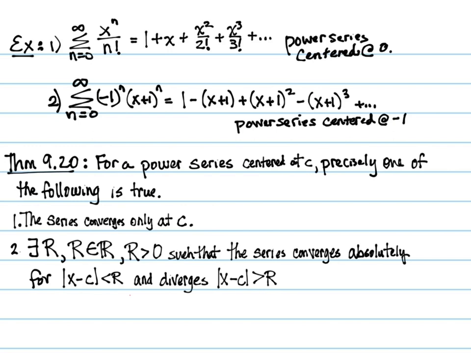The third possibility is that the series converges absolutely for every value of x. So every value of x is going to work. Okay, so that's a possibility as well.